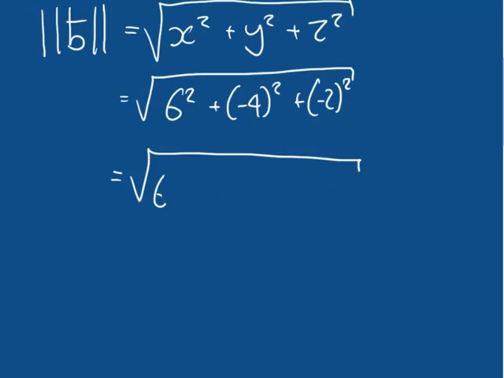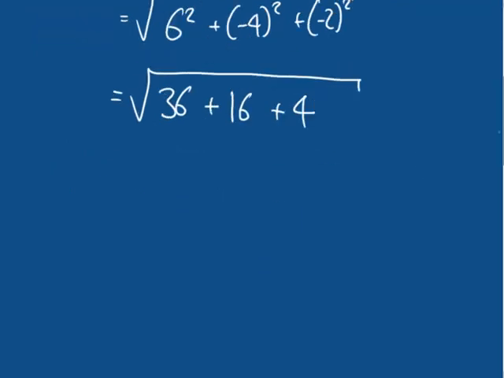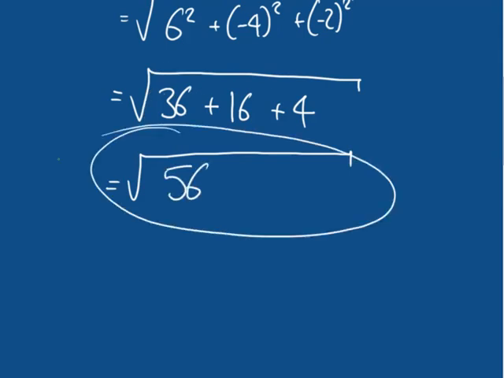I actually should work out the square of 6 rather, my apologies. So 6 squared is 36, plus minus 4 squared is going to be positive 16, so plus 16, plus minus 2 squared is going to be 4, so plus 4, which is equal to the square root of, well, 16 plus 4 is going to give us 20, and 20 plus 36 is going to give us 56. So it's equal to the square root of 56.